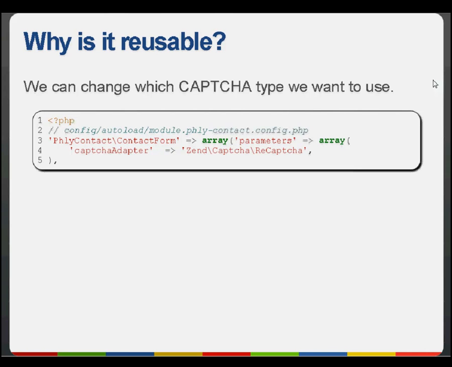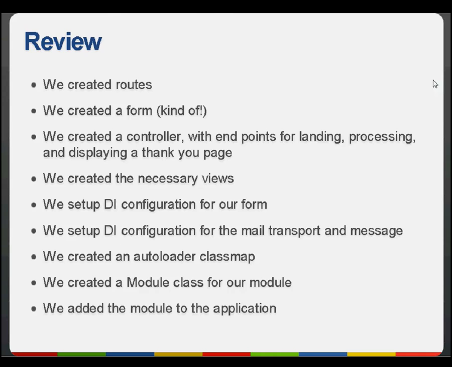So I'm just going to review what we did when we created our module. We created routes. We created application assets, in this particular case a form. I say kind of because we didn't go through the entire thing in here. We created a controller that has different endpoints for landing, processing, displaying the thank you page, that sort of thing. We could have created multiple controllers if we needed to. I just showed one here because it's an hour-long webinar.